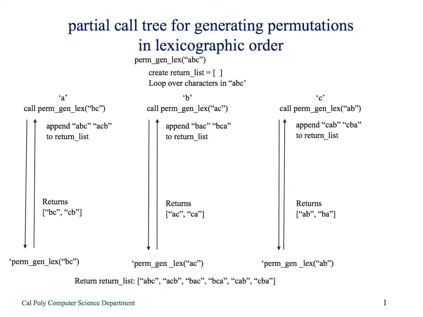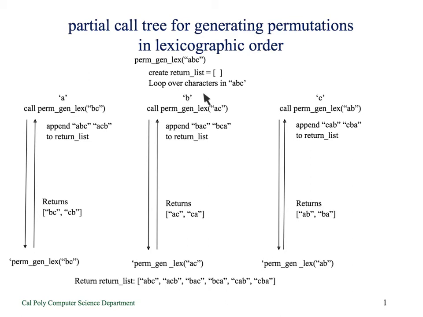Then what's going to happen is, after those get returned, you're going to append, well, actually prepend. You're going to put the A at the beginning of each of those permutations. So you've got BC, you put A at the beginning, that gives you ABC, and then you're going to put A in front of CB, and that gives you ACB. And you're going to put those two strings that represent those two permutations into return list. That's the first time through the outer loop. So in order to do this prepending thing, you're going to have a little inner loop to do that.